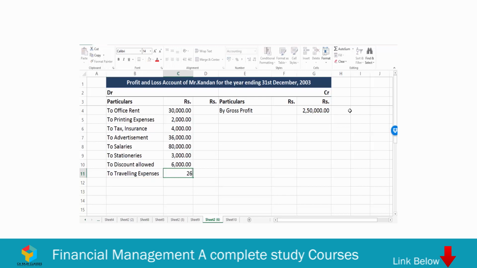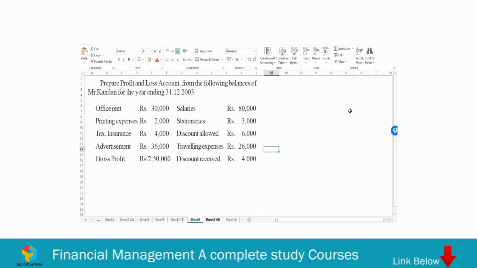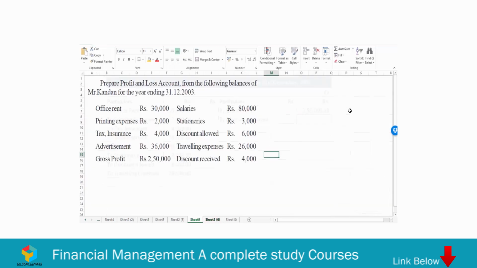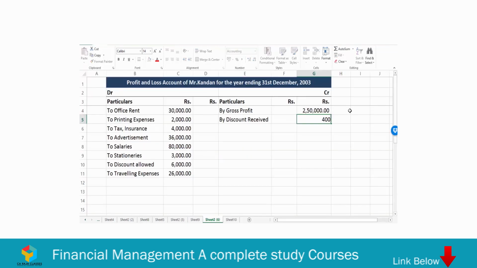it's 26,000. Then we have discount received, which is a non-operating income, okay, or it is something related with your purchases, so it should appear on credit side of your P&L. So let's show that by discount received. It is by discount received, and what was the amount? It was 4,000.